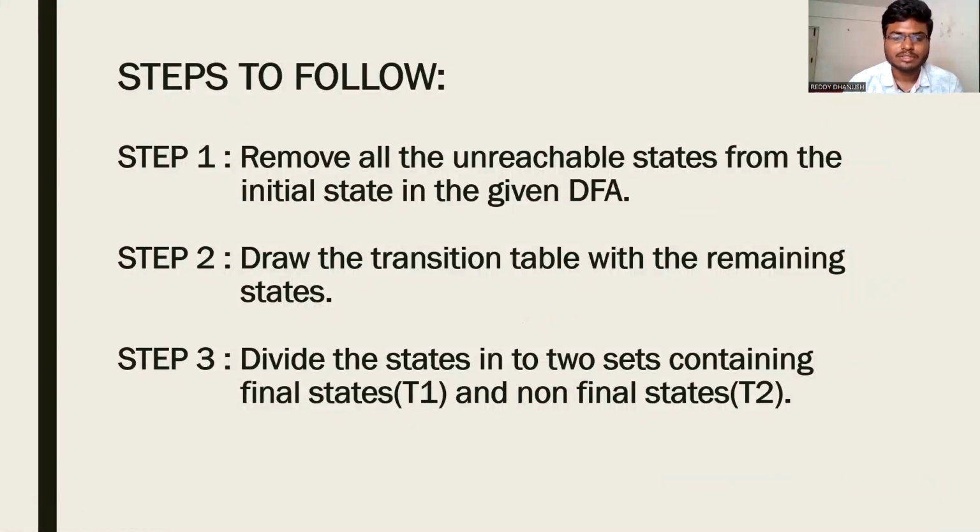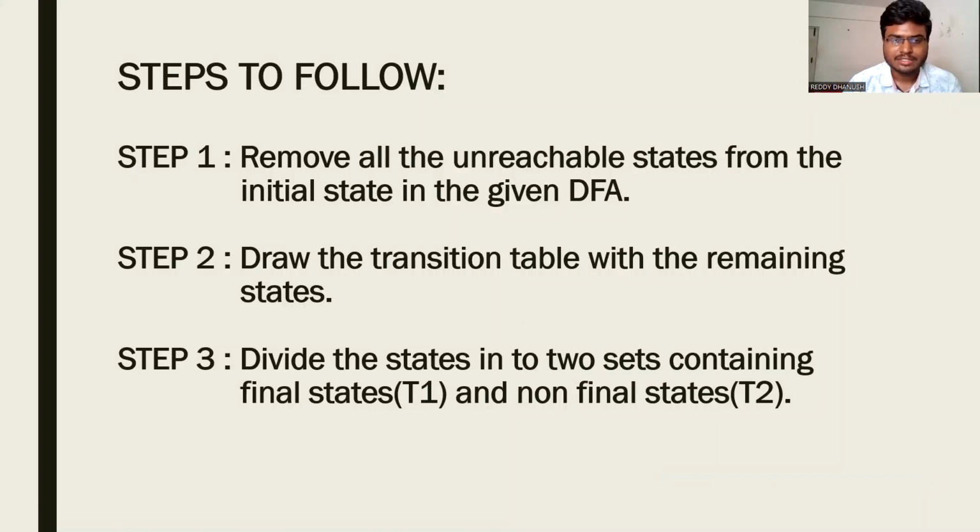And now we will see the steps to be followed to minimize the given DFA. First step, we have to identify the states which are unreachable from the given initial state. And after identifying the unreachable states, we have to remove them. And with the remaining states, we have to draw the transition table.